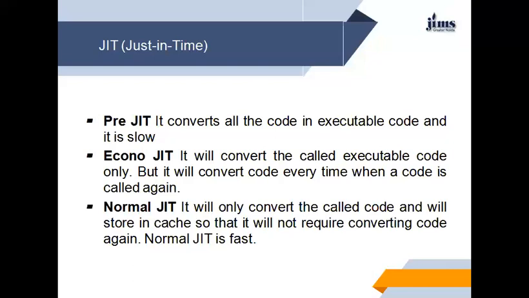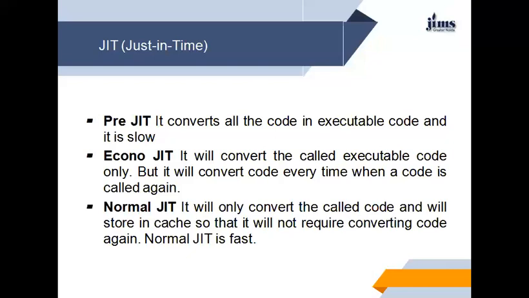Economical JIT, as its name suggests, is economical. It will convert only the called executable code. Whatever code is called, it converts only that code. But it will convert the code every time it is called again. So whenever the code is called once, twice, thrice, every time it is called, it converts the code again. This is unnecessary overhead.